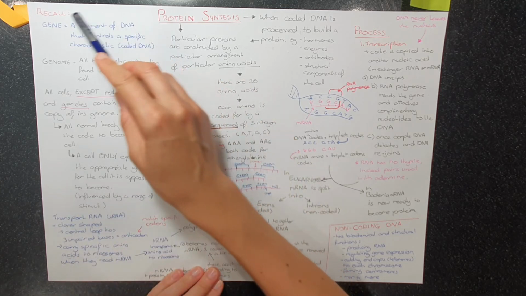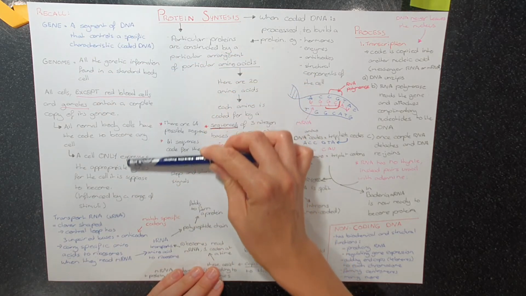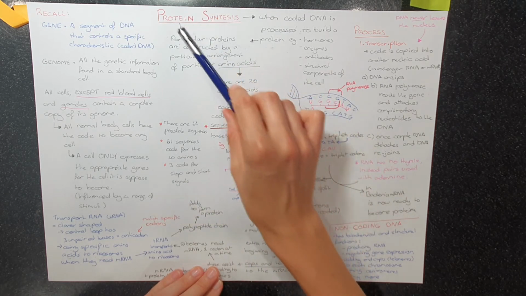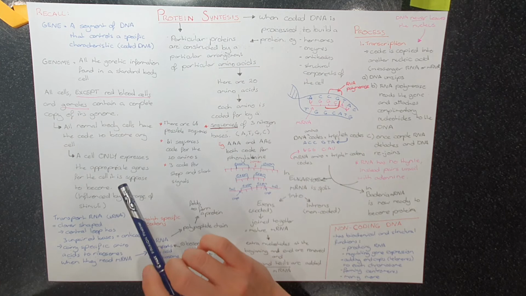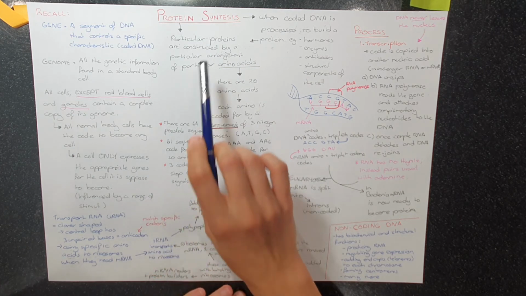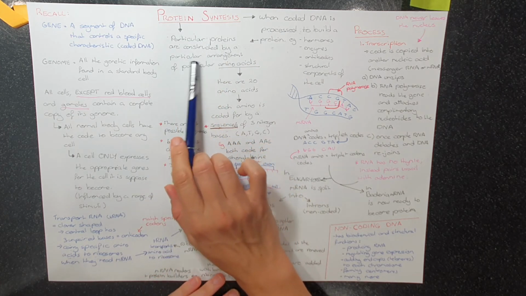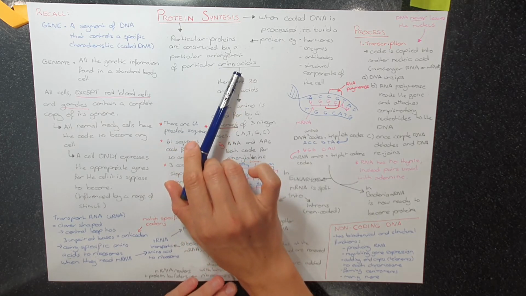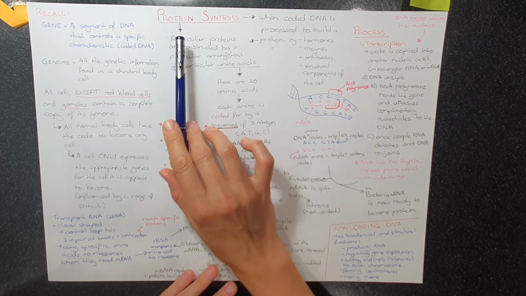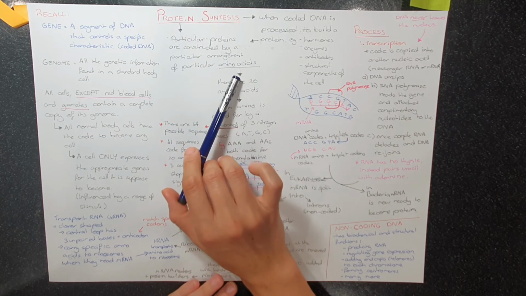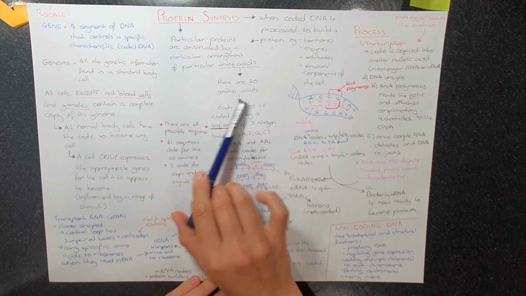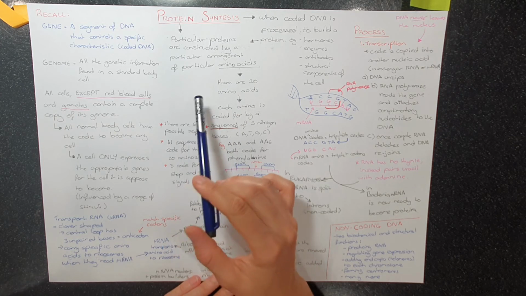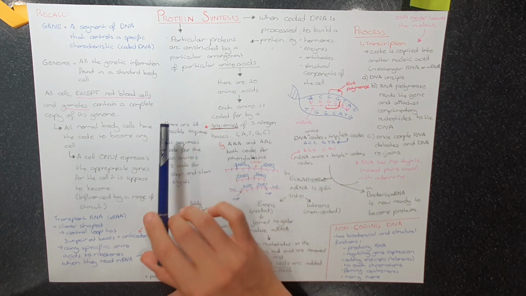So that's our quick recap at the top here, and we've built on it just a little bit. We're ready to talk about protein synthesis. Particular proteins are constructed by particular arrangements of particular amino acids. This is what we spoke about briefly before. Proteins are built out of amino acids. There are 20 of them, and these 20 amino acids are used to construct all the proteins in your body.